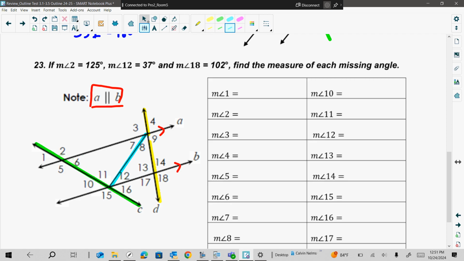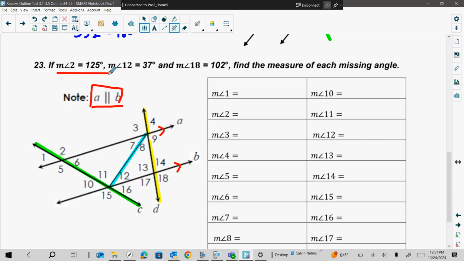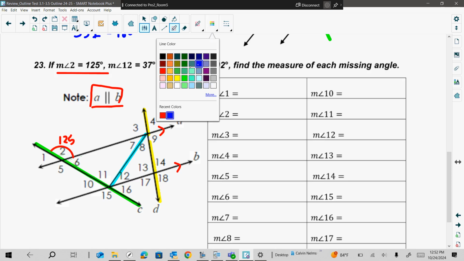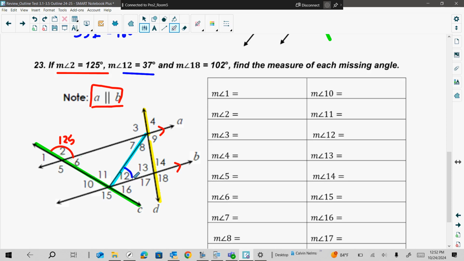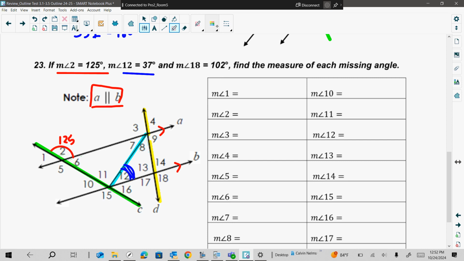It is given that you have angle 2, which is over here with this green transversal, is 125. It is also given that angle 12 right here is 37. And then our angle 18 over here is 102. I don't know why it's doing that, but I'll fix it, I guess. Yeah, 102.